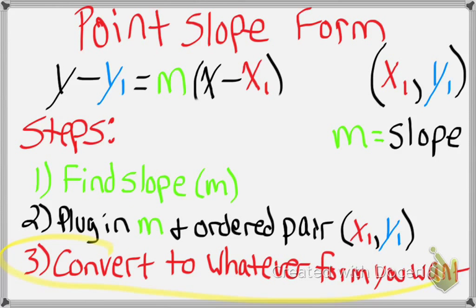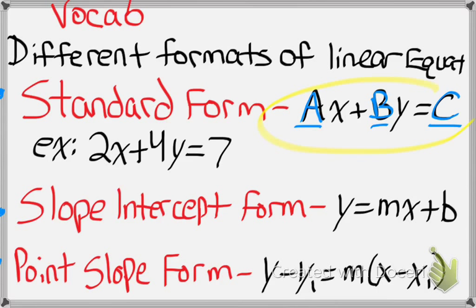Step 3 is, if you're asked to turn it into another version, point-slope form can convert to those other linear equation forms, such as, remember we talked about standard form? Well, point-slope form can turn into standard form. Remember we talked about slope-intercept form? Well, point-slope can turn into slope-intercept form. And the one that gets the most attention is slope-intercept form. But my point is, you can turn point-slope form into all of those.